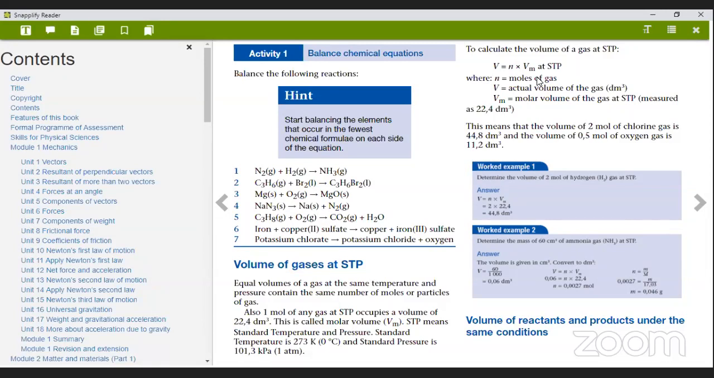Determine the mass of 60 cubic centimeters of ammonia gas at STP. So, for example, whenever they give you something in centimeters, you know that in order to convert from cm cubed to dm cubed, you must divide it by 1,000. That's the first thing that you have to do all the time. Always make sure that your units are in dm cubed, because that is what we're working with. You always have to convert it. Even if they give you meters, then you know you must divide it by 100. If they give you centimeters, you divide it by 1,000. But always change it. Don't just take it the way it is.